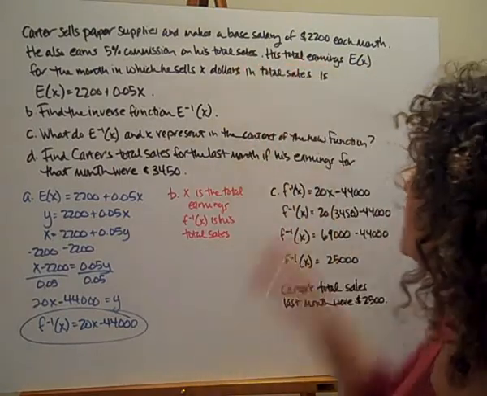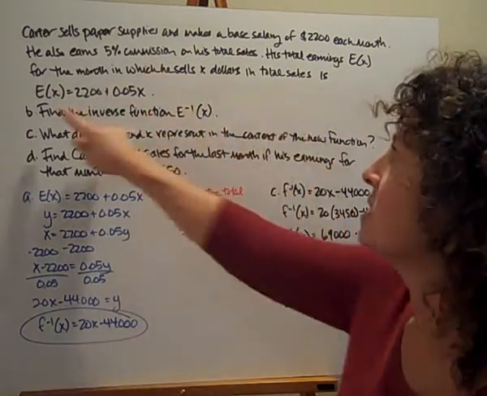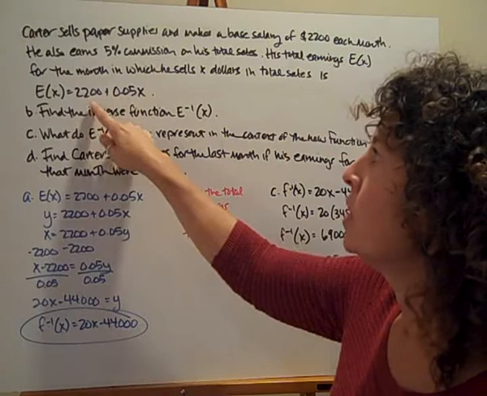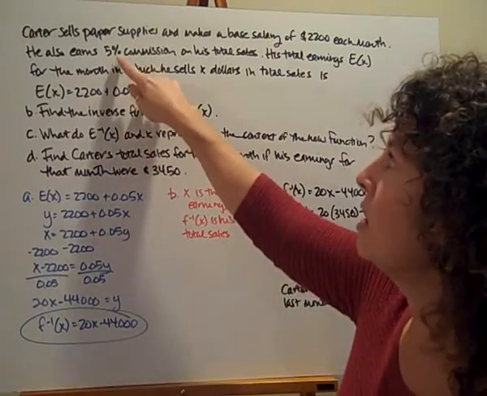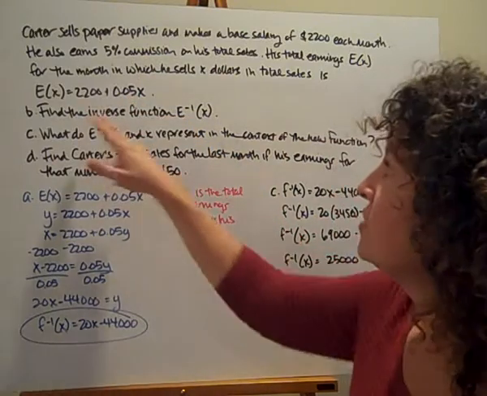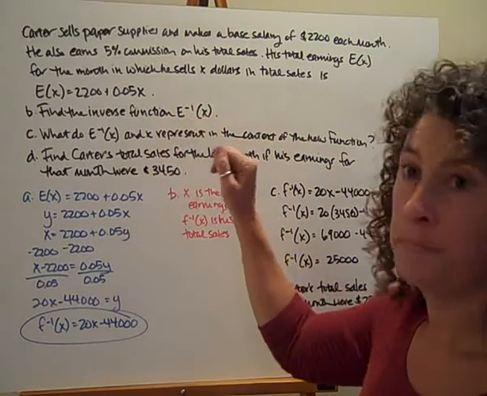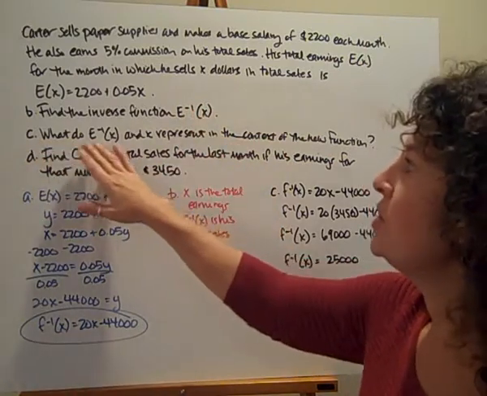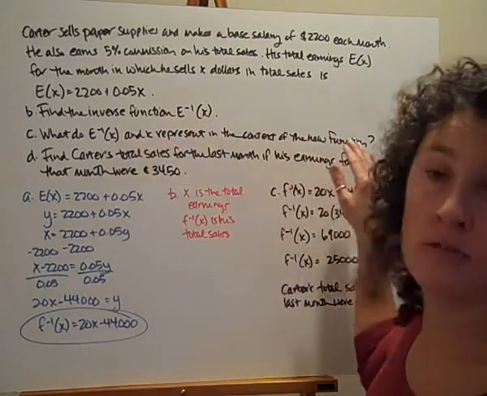His total earnings, E of x, for the month in which he sells x dollars in total sales is E of x equals 2,200 plus 0.05x. This is just our 5% commission turned into a decimal. All right, let's find the inverse function, E negative 1 of x. Next, what do E negative 1 of x and x represent in the context of the new function?